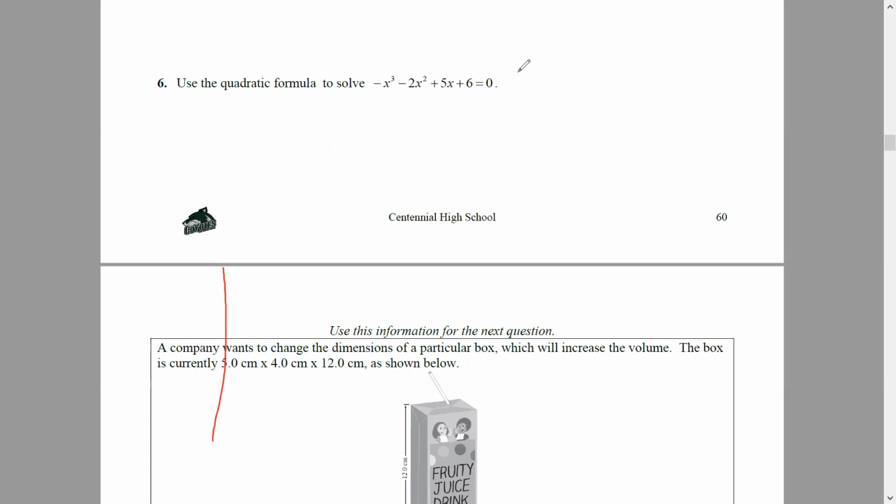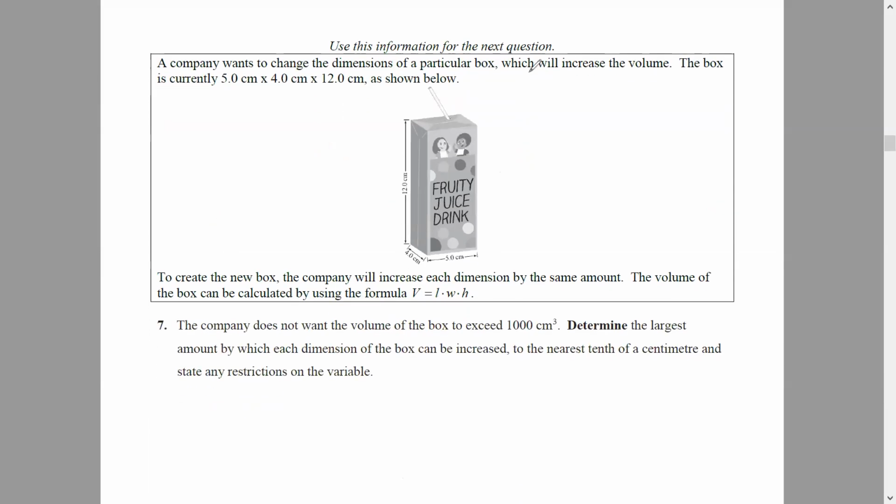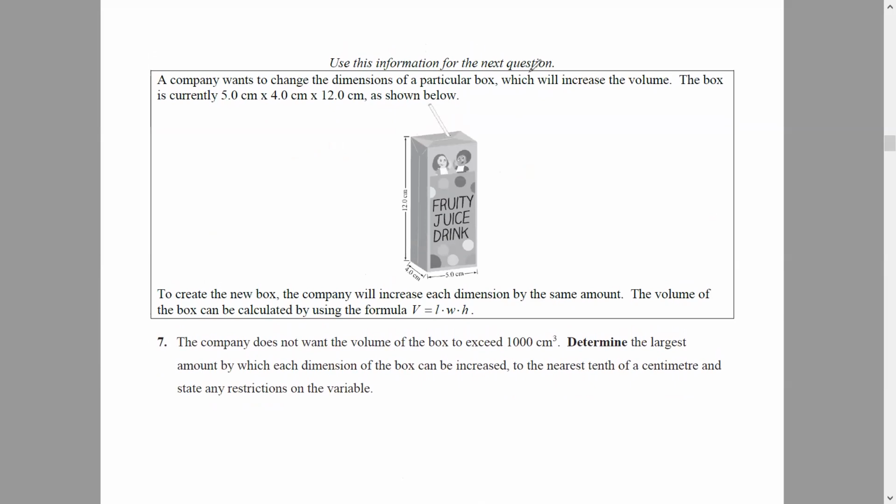Last question. Give this one a read. I'm going to hit pause. You're going to give it a read. I want you to think about what you're going to do here for a second. Okay? Go ahead. Hit pause.